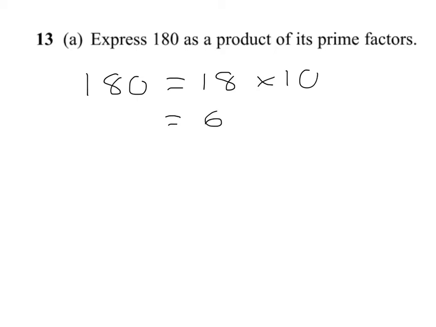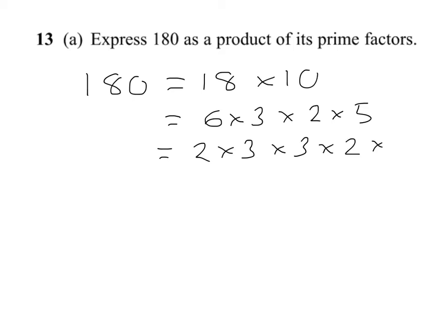18 would be 6 times 3, and 10 is 2 times 5. Now I've only got the 6 left that I can break down into further factors, which is 2 times 3. Keep the other numbers, times 3, times 2, times 5. And really, at this stage, it's done. You may like to put it in order: 2 times 2 times 3 times 3 times 5.